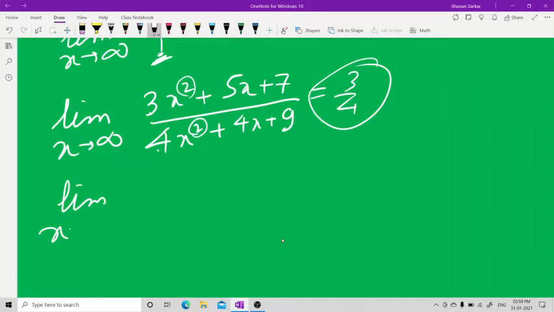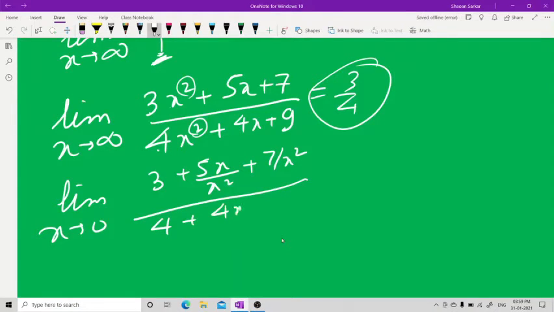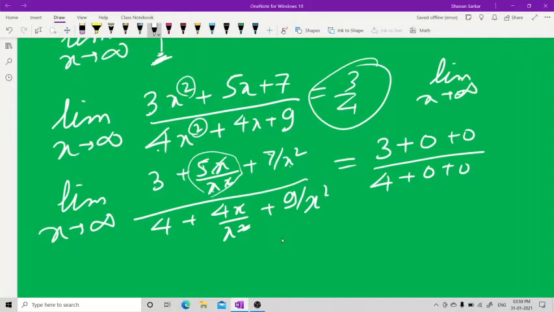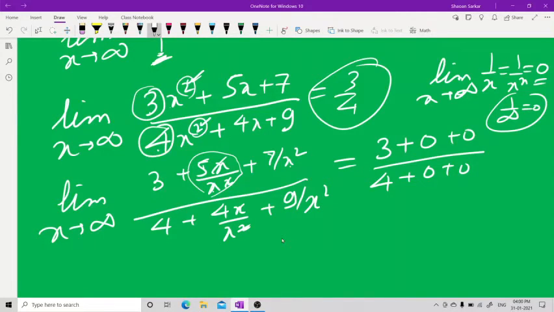See, limit x tending to infinity, divide by x square on both sides. 3 plus 5x upon x square plus 7 upon x square, upon 4 plus 4x upon x square plus 9 upon x square. Now if you take the limit, this will cancel with this. This will be 3 plus 5 upon x, limit 1 upon x, sorry, I made a mistake, x is to be infinity. Now 5 upon infinity is 0. 7 upon infinity square is again 0. And 4 plus 0 plus 0, because I told you, x tending to infinity, whether it is 1 upon x or 1 upon x to the power of n, whatever type, it will always give 0, because 1 upon infinity is 0. This is the reason. Now see, the powers are both the same here, so you just write down the coefficients directly this way.